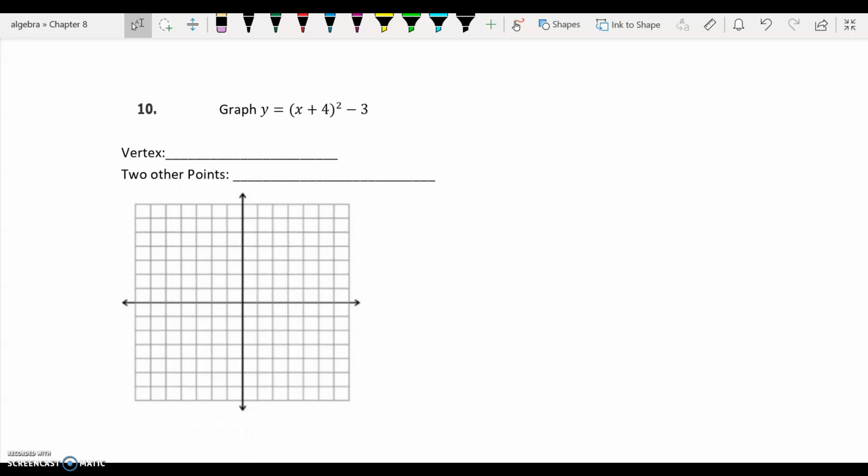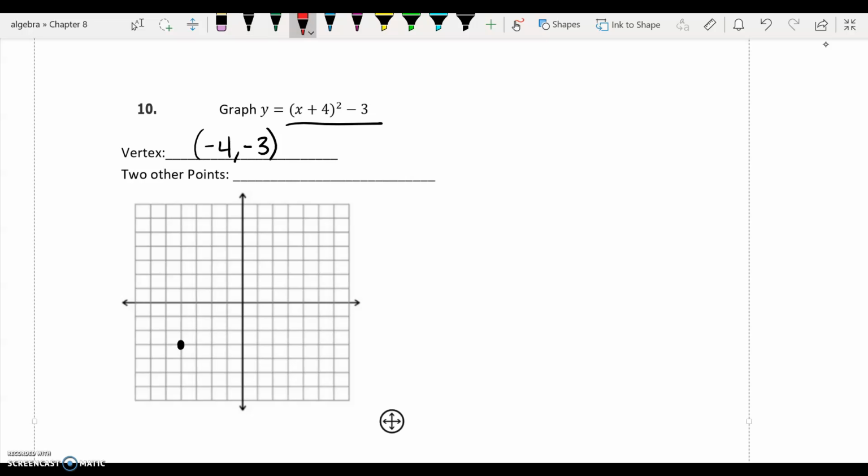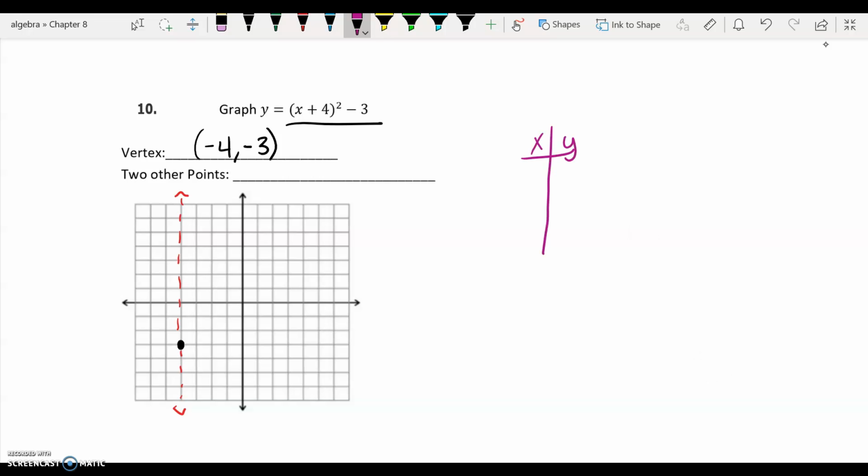This one, same thing. Vertex is pretty easy because it's in vertex form, so it's going to be -4, -3. Now you've got to find two other points to plot. So I'm going to plug in another value in my t-chart, to be honest with you. I just think that's easiest. So I'm going to plug in -3 because -4 is the vertex.